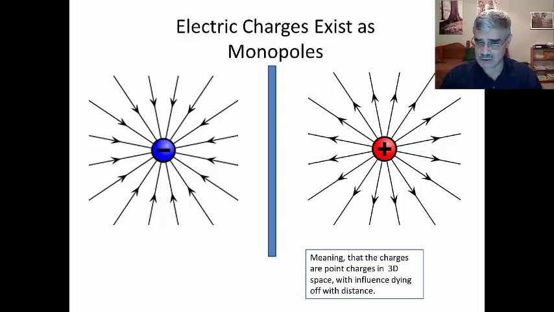They are what are called point charges, or monopoles, and the field of this charge radiates outward or inward in a spherical way, that is, in all directions from the center of this point charge. That's sort of what we mean. And the influence of the charge dies off with distance.